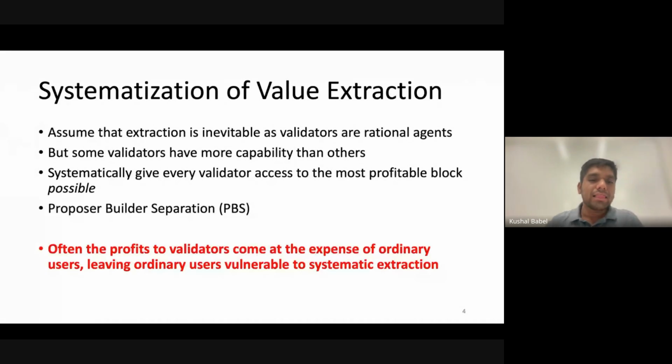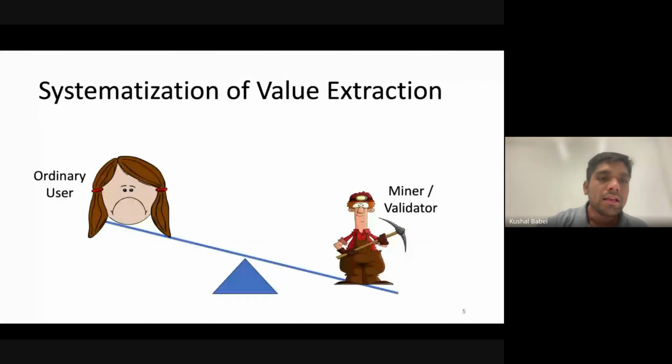Now, while this value is being extracted by validators, often the profits do come at the expense of ordinary users, and this leaves them vulnerable to systematic value extraction. The way I like to think about it is basically in terms of a power balance: validators have all the power, and ordinary users have no power in the original vision of PBS.